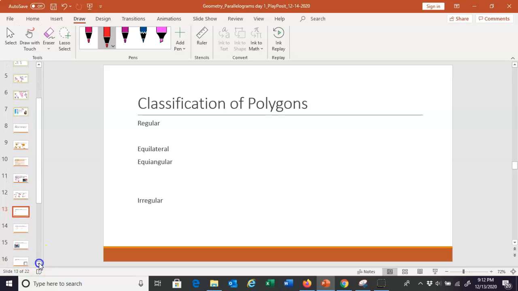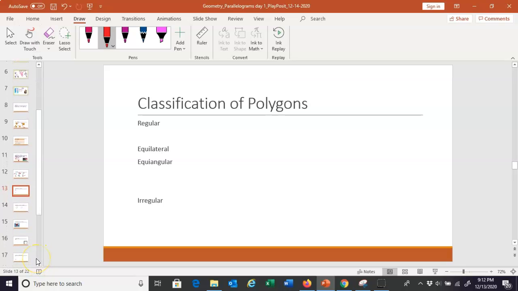We can also classify polygons from their sides and angles, which we talked about already with triangles, but we can also do it with polygons. And so a regular polygon is one that is both equilateral and equiangular. It has to be both. And it's kind of funny that it's called regular, because I feel like it should be called special or something, right? So a regular polygon is equilateral and equiangular.